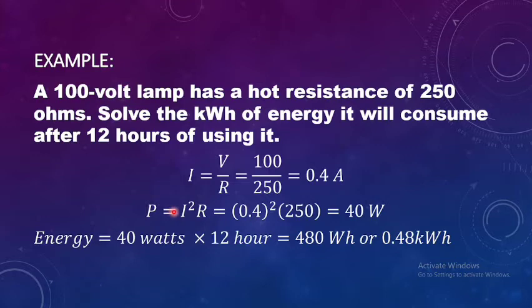So power is equals to I squared times R. So we have 0.4 to the power of 2 times 250 ohms. So we have a power of 40 watts. So since we need to solve the energy that is consumed after 12 hours, just multiply the 40 watts times 12 hours. So we have 480 watts hour or 0.48 kilowatts.